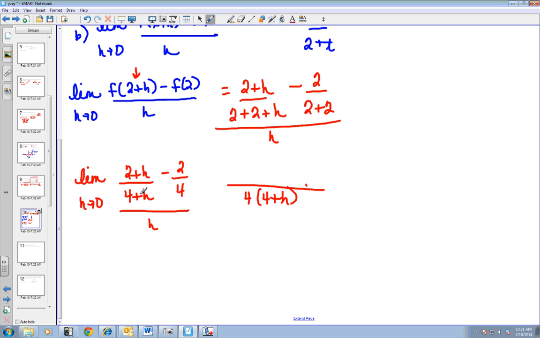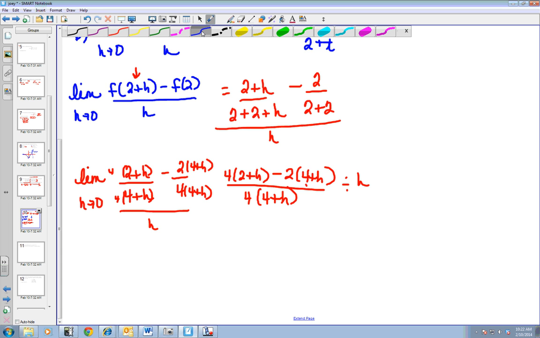So this fraction right here is missing a 4, so I need to multiply this top by 4, because my common denominator should be 4 times 4 plus h. To make it look like this, I have to multiply the top by 4. So that's 4 times 2 plus h, minus, this one is missing the 4 plus h, so I'm going to multiply the top by 2 times 4 plus h. And this whole thing is still divided by h.